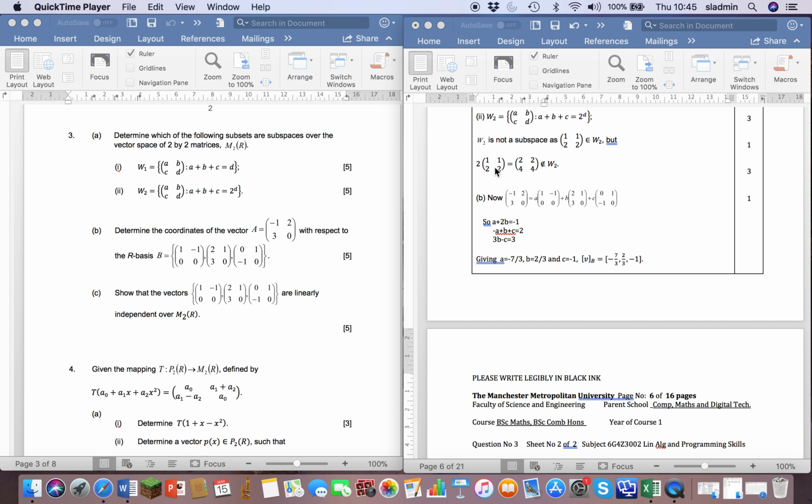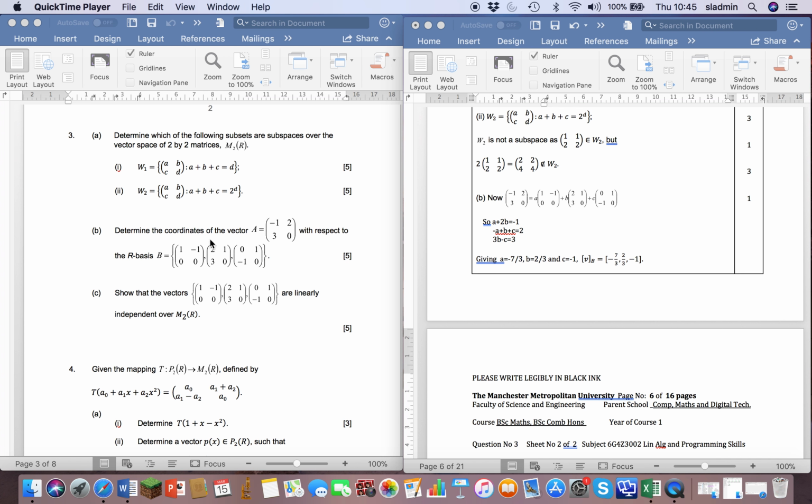However, 2 times this vector gives us the matrix (2, 2, 4, 4), and this one is not in W2 because 2 plus 4, which is 8, is not the same as 2 to the power 4. So therefore W2 is not a subspace.